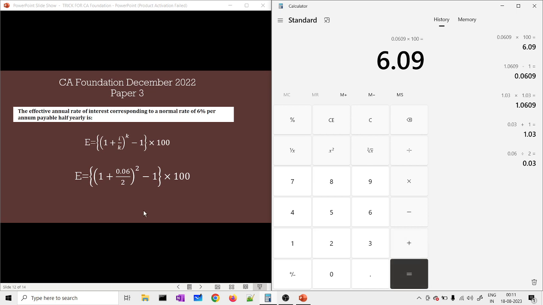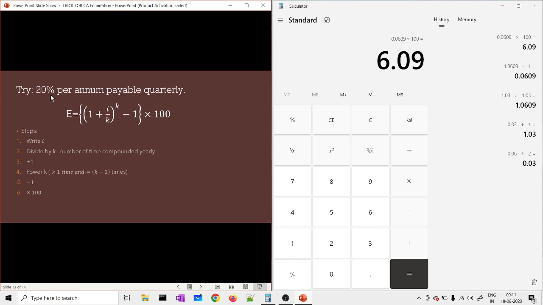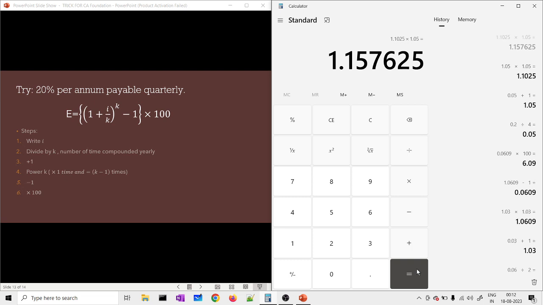Let's try to revise it with another example over here. We have to try for 20% per annum payable quarterly, that is, yearly 4 times, right? So over here, we are supposed to think what is the value of I, what is the value of K, nothing else. The formula should be there inside your mind. So first we should write the value of I. Step one is to write the value of I. 20% means 0.2. Quarterly means inside a year 4 times, so it's going to be divided by 4. Then plus 1. Then power K. I want to do power 4, so I'll write multiply, equal to, how many times? 3 times. 1, 2, 3.